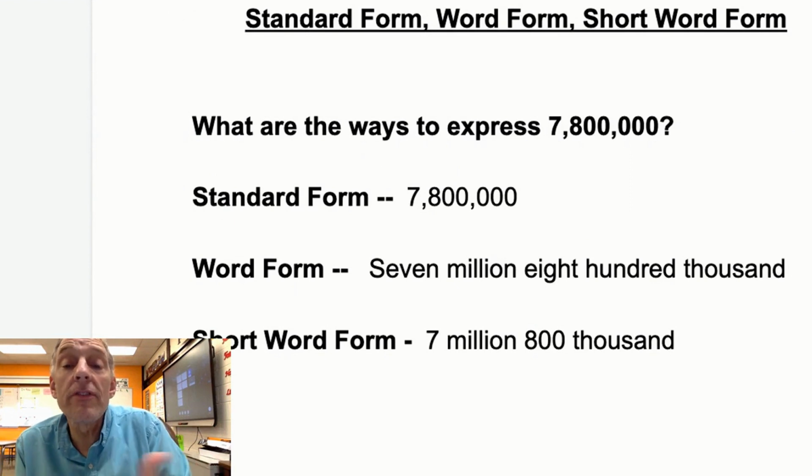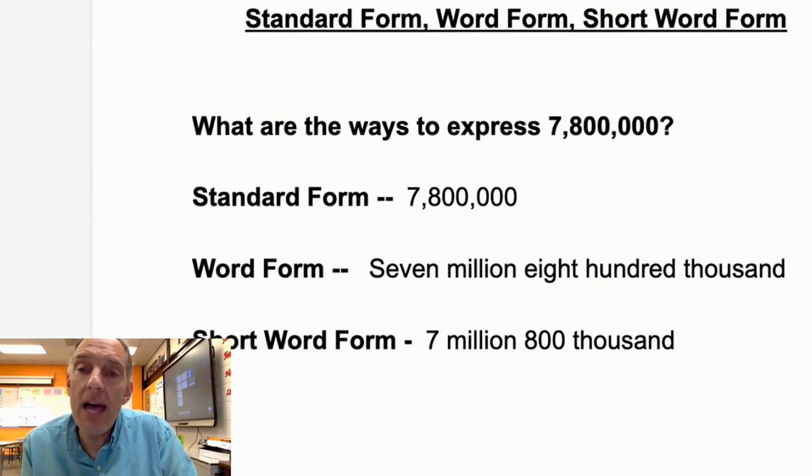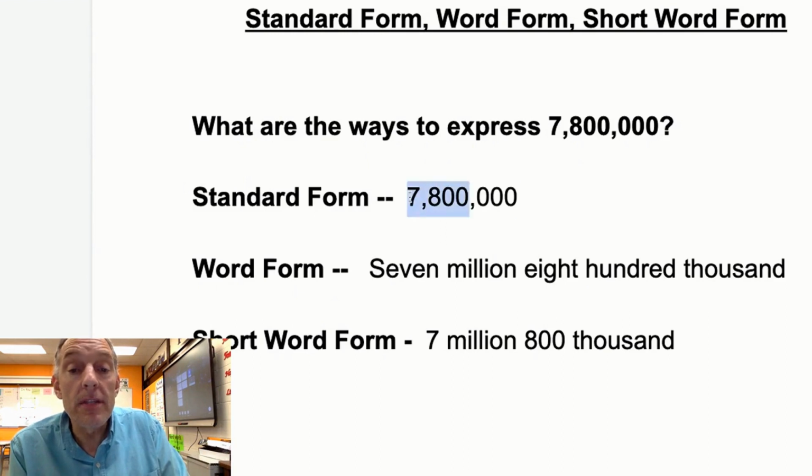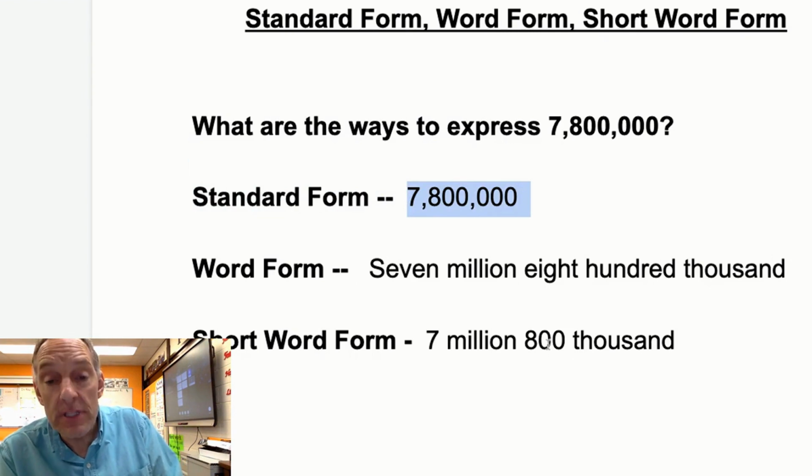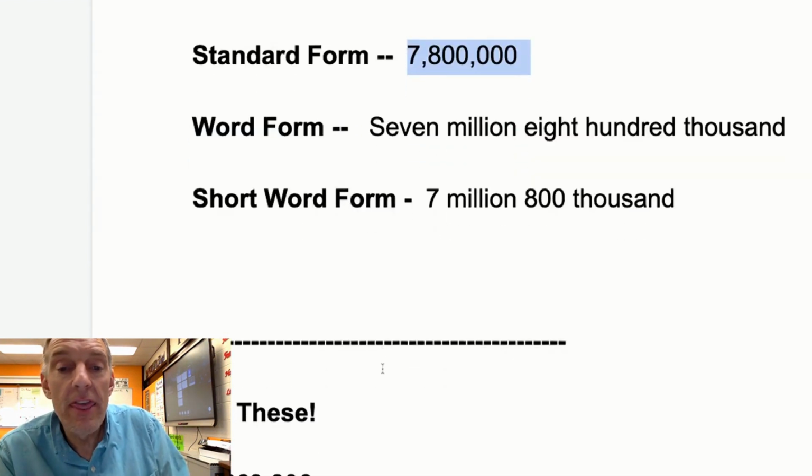So for example, what are the different ways to express 7,800,000? Standard form, 7,800,000. Word form, 7 million 800 thousand, and notice we don't say the word and. And the short word form is the number 7 million, then the number 800 thousand.